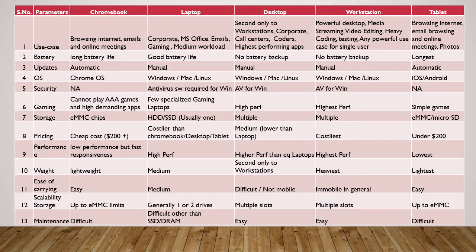Now if we move on to the laptop, it has a good battery according to the model, and also according to the age of that laptop. Now about the desktop, it doesn't have any battery backup like that, so you have to buy a separate UPS for the desktop if the light goes off, so that your data is not lost, it's saved. And for the workstation, it's similar to the desktop, you have to buy a UPS separately. Now the tablet, it has the longest battery life.